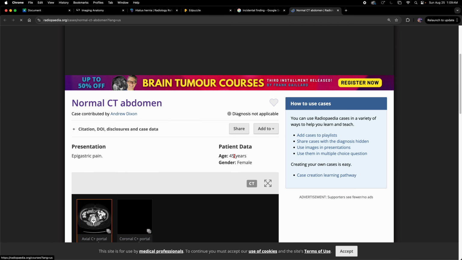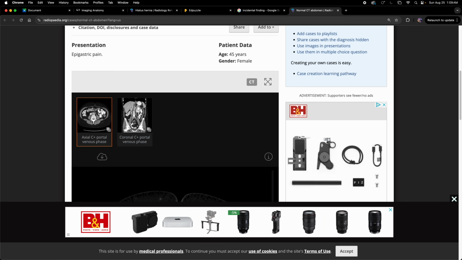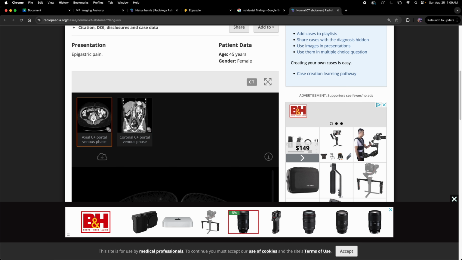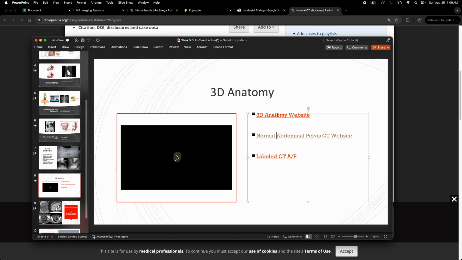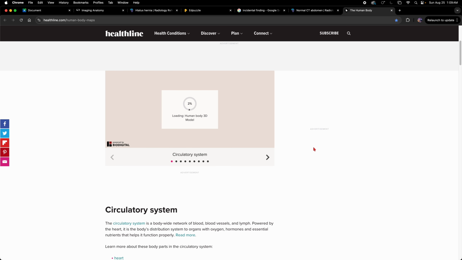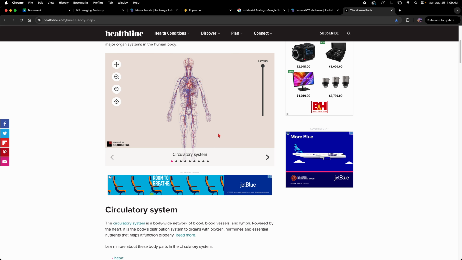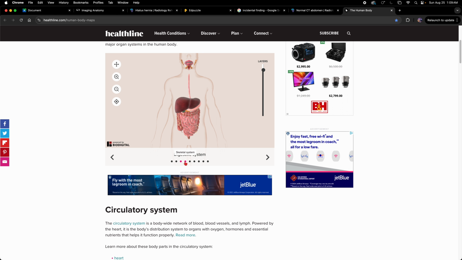If you open the hyperlink, let me open all of them. That shows you a normal CT. And you can just scroll through just like I was doing. It doesn't have the labeling though. That's a normal CT. This is a good 3D anatomy website. I'm going to show you how this works. It's really, really cool. You can go to all the systems. So the respiratory system, the digestive system, so on and so forth.